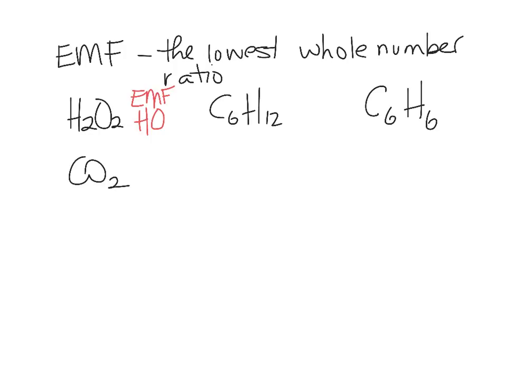What would the empirical formula for C6H12 be? CH2. Yeah, CH2, because you can divide both of those numbers by 6. 6 divided by 6 is 1. 12 divided by 6 is 2. How about C6H6 then? CH. And how about CO2? Can you divide that? So that's already in the lowest possible form. So the empirical formula is the same as the molecular formula.